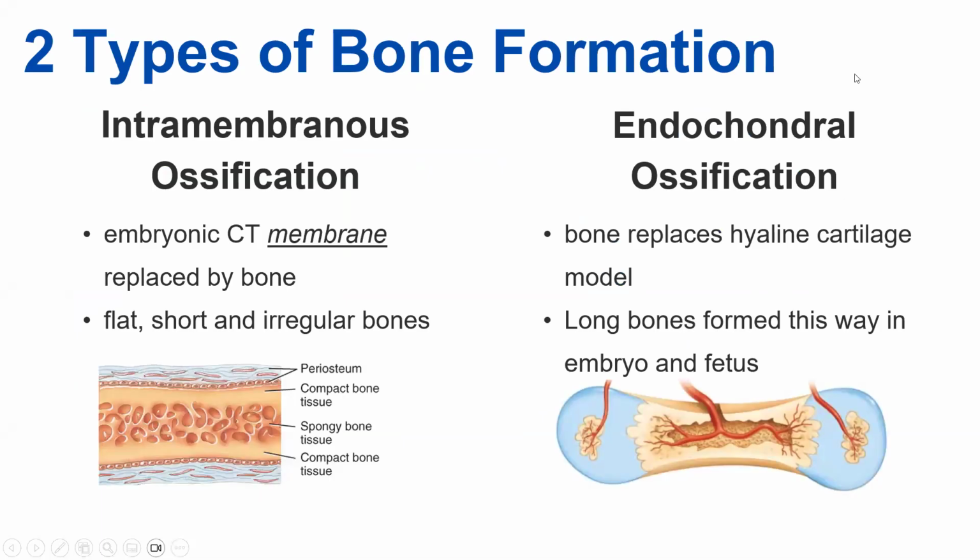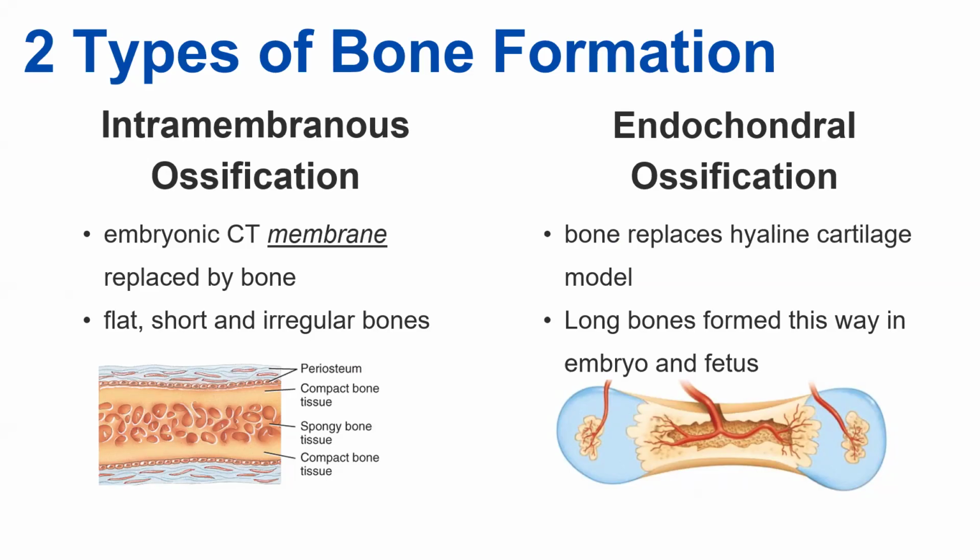I mentioned this very briefly earlier, but we have two different types of bone formation. We have intramembranous ossification. This is where we have a connective tissue membrane, intramembranous, which is going to be replaced by bone. This only happens with a few types of bones in the body: flat bones, short bones, and irregular bones. The main thing we think about with this one is the skull. When a baby's skull is forming, initially it's really just membrane surrounding everything, and then we replace that membrane with actual bone tissue.